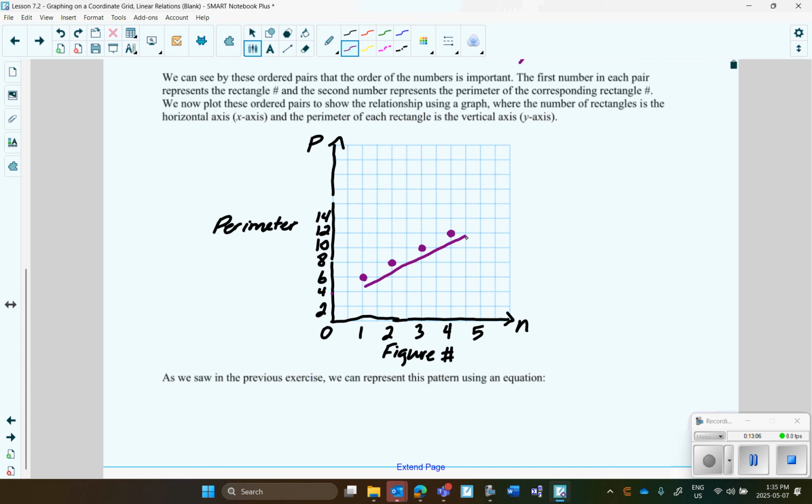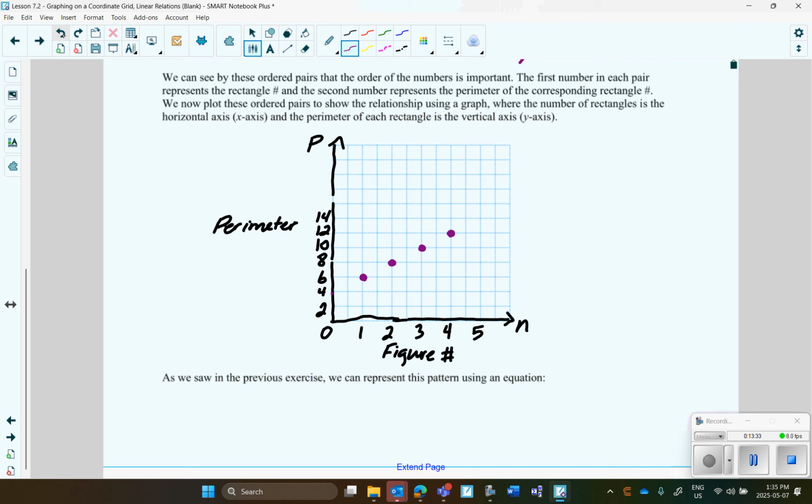Do you have a problem with that? You sure? All right. I have actually never seen that before. So think about it this way. Figure number 1 is 6, right?